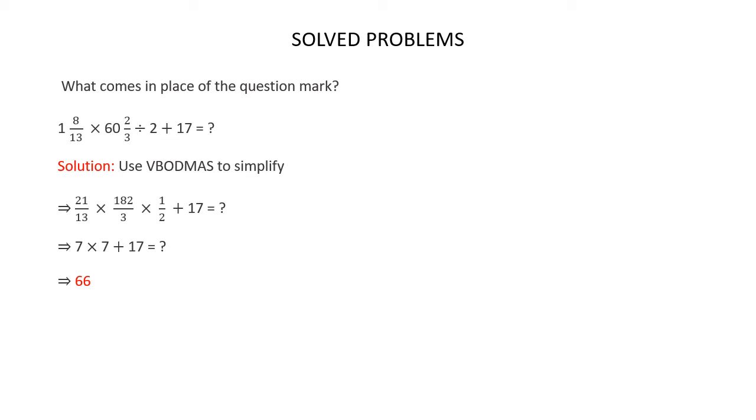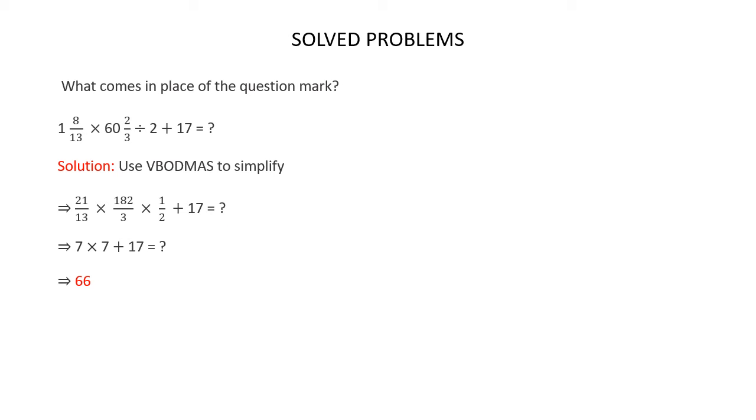So 1 8 by 13 becomes 21 by 13. 13 multiplied by 1 plus 8 is 21. So the improper fraction is 21 by 13. Similarly, 3 multiplied by 60 plus 2 is 182. So the improper fraction is 182 by 3. Next, replace the division sign with multiplication sign and write the reciprocal of 2, which is 1 by 2. So now you have the expression as 21 by 13 multiplied by 182 by 3 multiplied by 1 by 2 plus 17 is equal to how much?